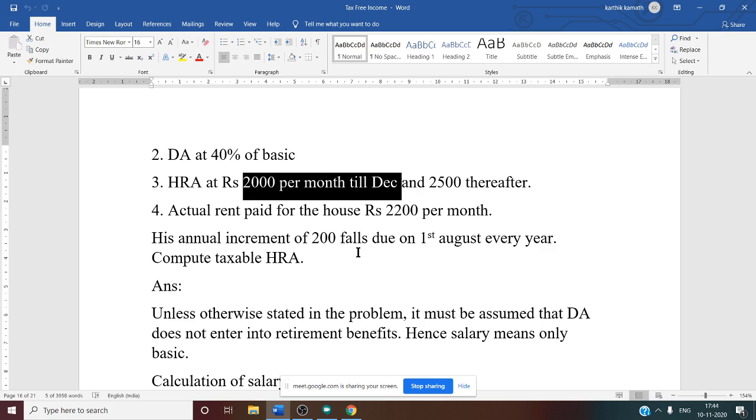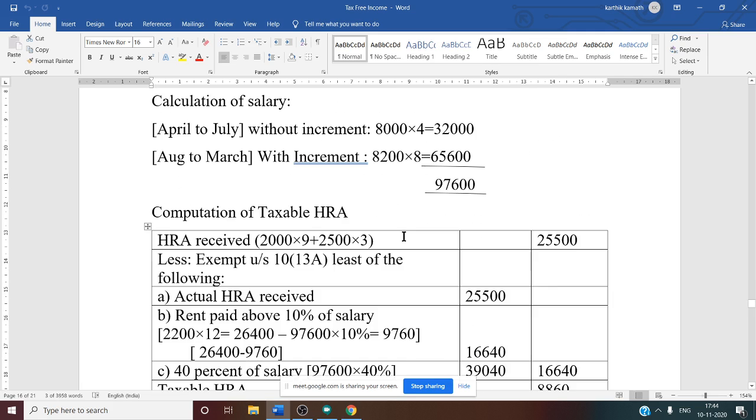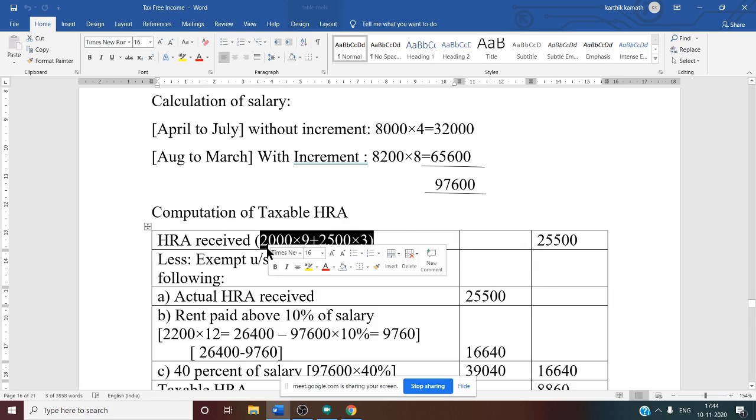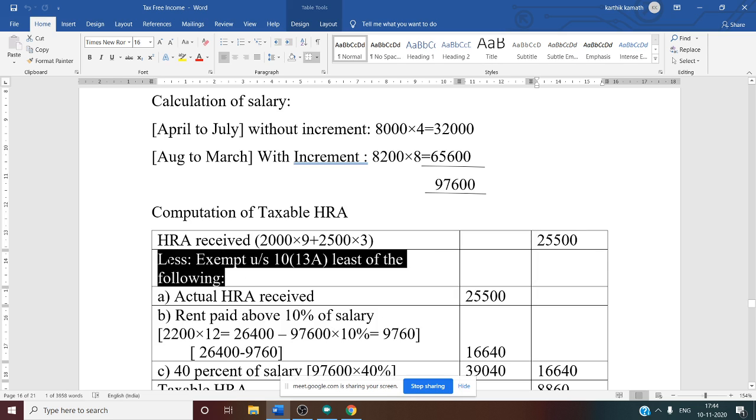2000 into 9, if you do, you will get 18,000, plus 2,500 thereafter. That is for 3 months, January to March. So 2,500 into 3 gives 7,500. So total HRA received is 2,000 into 9 plus 2,500 into 3, which is 25,500. Now let's find the exemption under Section 10 clause 13A, the least of the following.